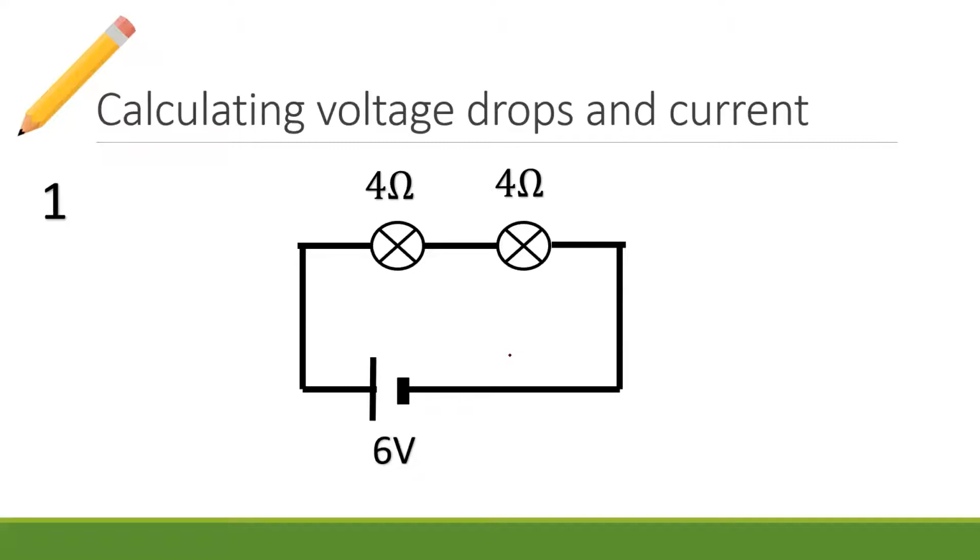I'm using light bulbs here as resistors, but you could just use resistors if you wanted, just those square boxes, or you could use those squiggly lines like this. Both of them work for a resistor. It doesn't matter which one you do. They both mean the same thing.